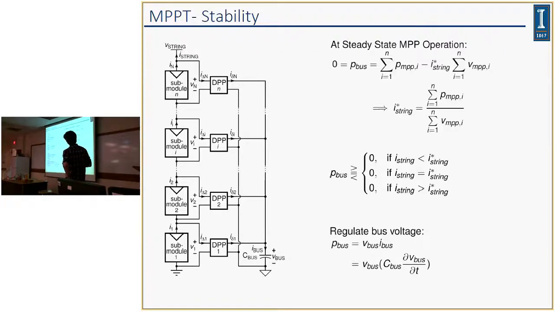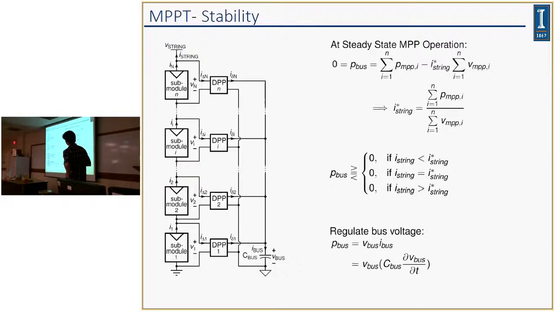Right, and if you set that equal to 0 and you assume maximum power point operation, then each of these submodules is at its maximum power point, denoted by this MPP subscript. I'm just showing that there exists a string current that achieves 0 bus power injection, and I'm calling that I string star. That's just equal to the sum of all maximum power point powers over the sum of all maximum power point voltages.